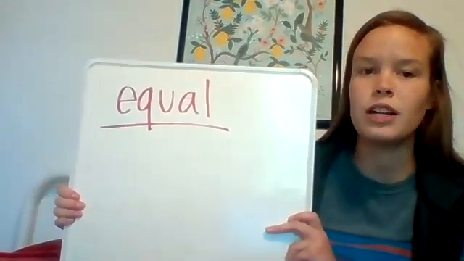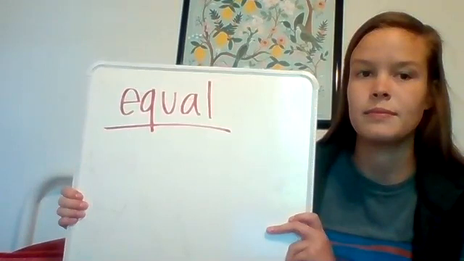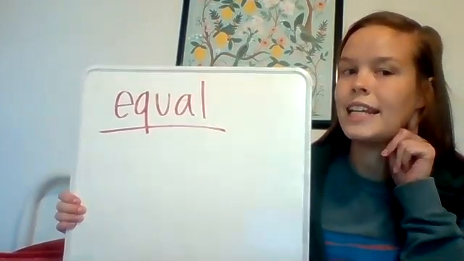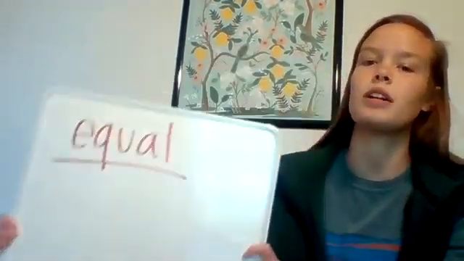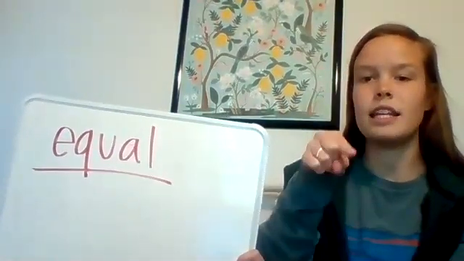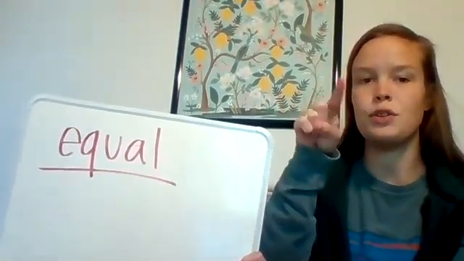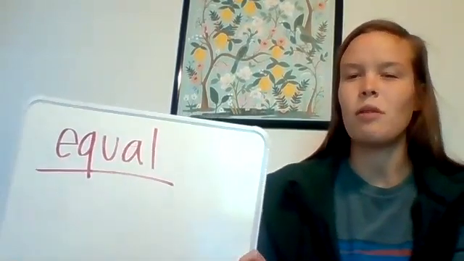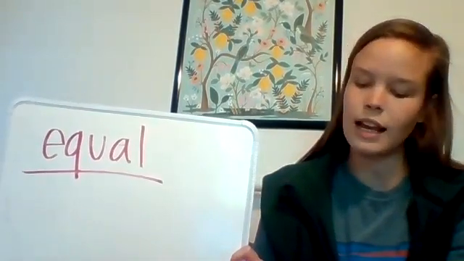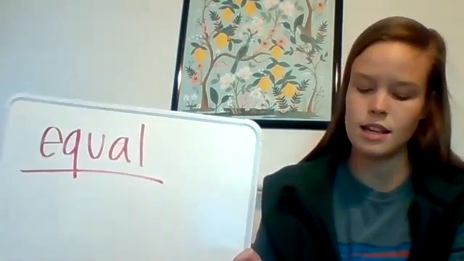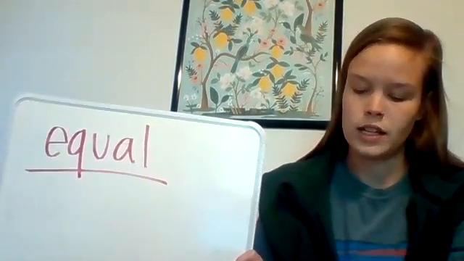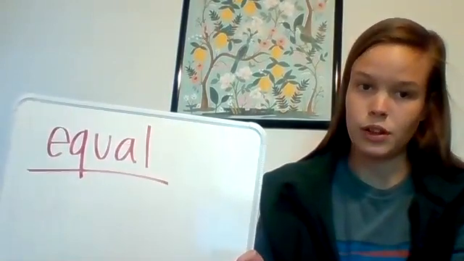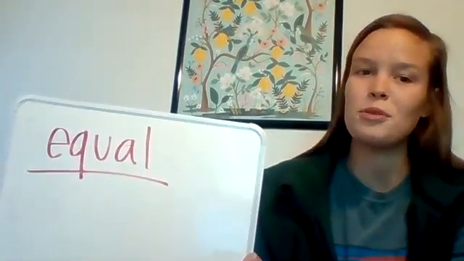E-Q-U-A-L. I want you to say the word equal back to me. Say it one more time. Equal. Now I want us to write the word equal up in the air. E-Q-U-A-L. And now write on your leg. I want to make sure that we really know this word. Let's say the word as we write it on our leg. Equal. Equal. Good. I wrote it with you too, so I hope you played along with me.